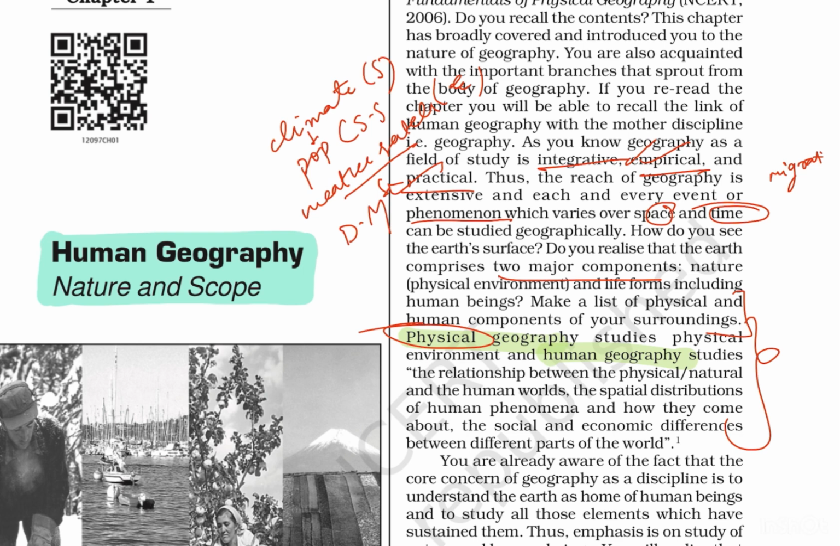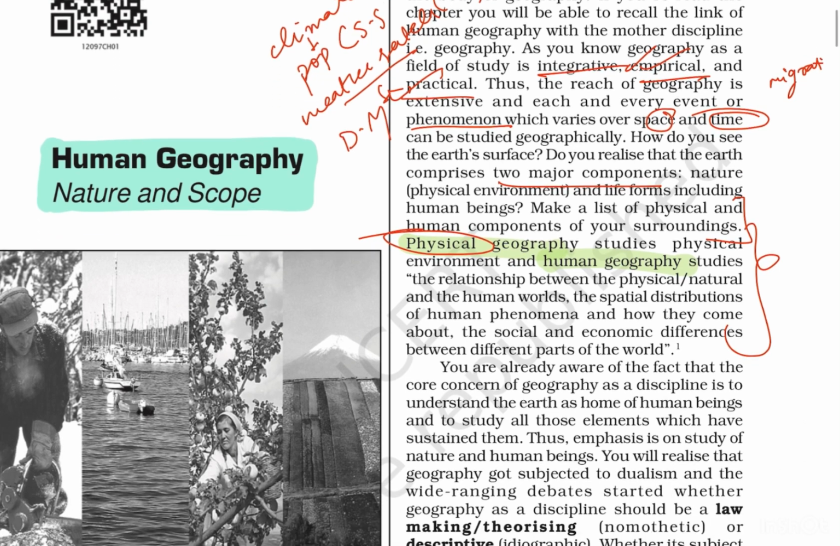So physical geography is just focused on the physical environment, and human geography is studying the relationship between the physical and the human worlds, the interaction between them, the spatial distributions of human phenomena, and how they differ. Now, physical geography, for example, is the study of landforms. So what will human geography be concerned with? The interaction, like why people settle around rivers, why income varies between urban and rural areas.